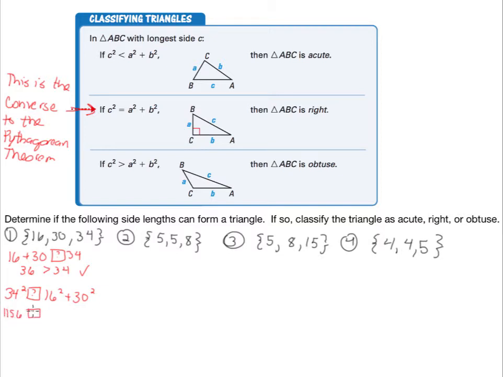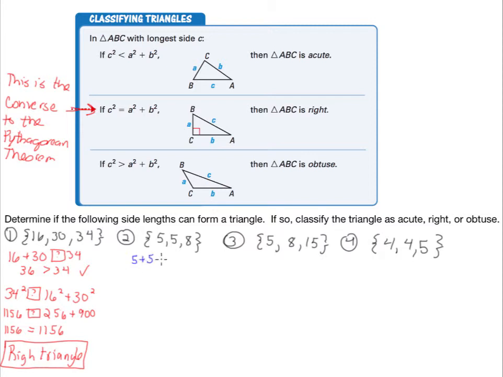And so now take the longest side squared and compare it to the 2 shorter sides squared added together. So let's see, 34 squared is 1,156. How is that related to 256 plus 900? That's 1,156, which happens to be equal to 1,156. So this first example forms a right triangle.